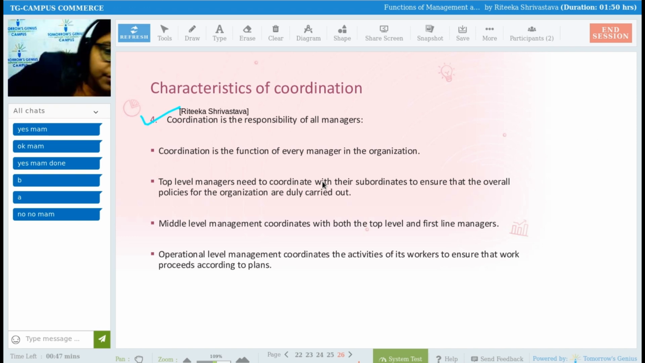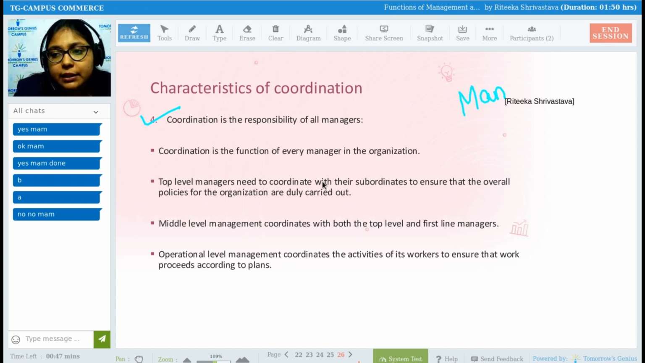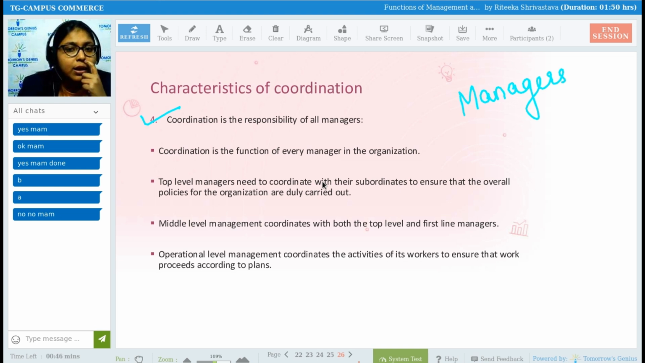Fourth, coordination is a responsibility of all the managers. So with every individual, the prime responsibility is of the managers to make sure that each and every department is having a good cordial relationship with each other. So that is why we say the maximum responsibility of coordination is in the hands of the manager. So coordination is the function of every manager in the organization.